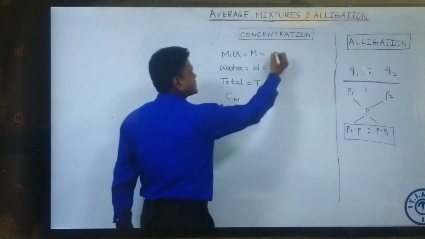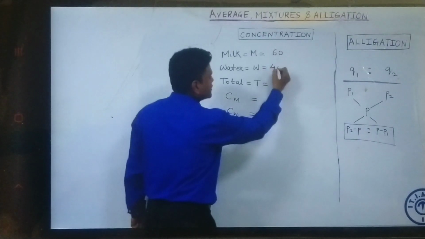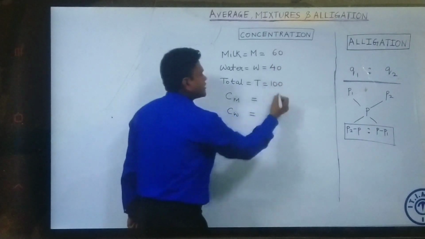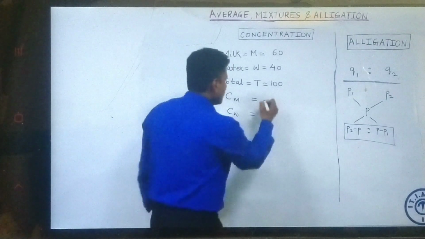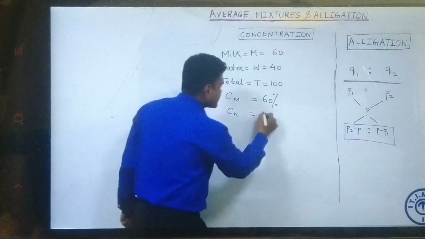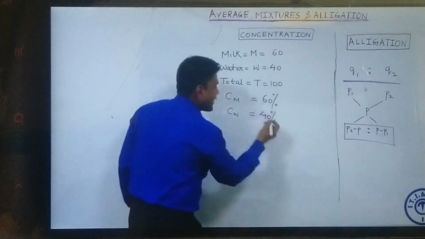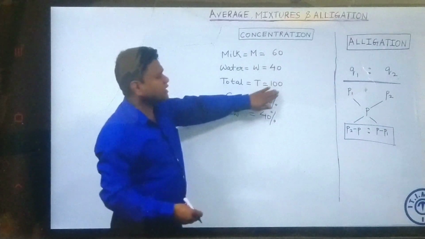Now, a very simple situation: let's say there are 60 liters of milk and I mix it with 40 liters of water. Total quantity is 100 liters. Concentration of milk, we say that this is 60% and concentration of water is 40%. Why did we say 60%? Simply speaking, 60 by 100 here.